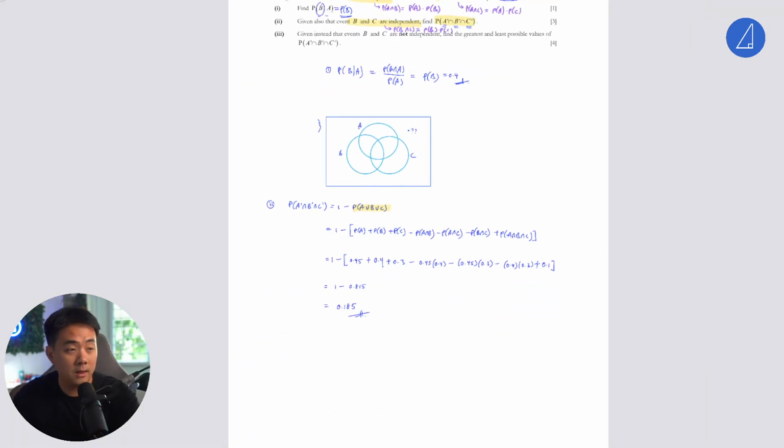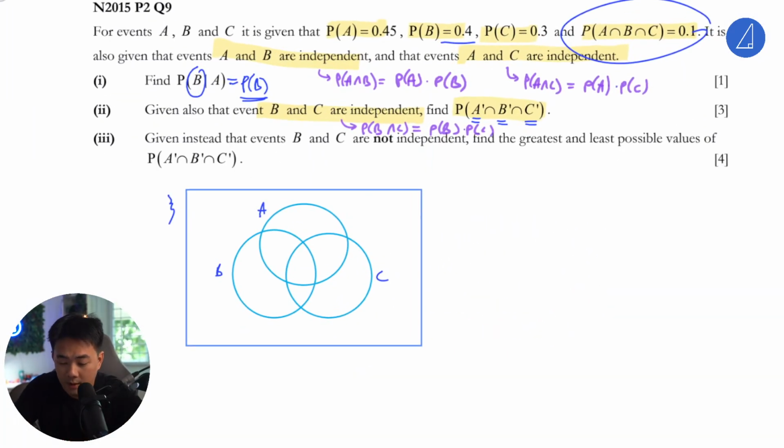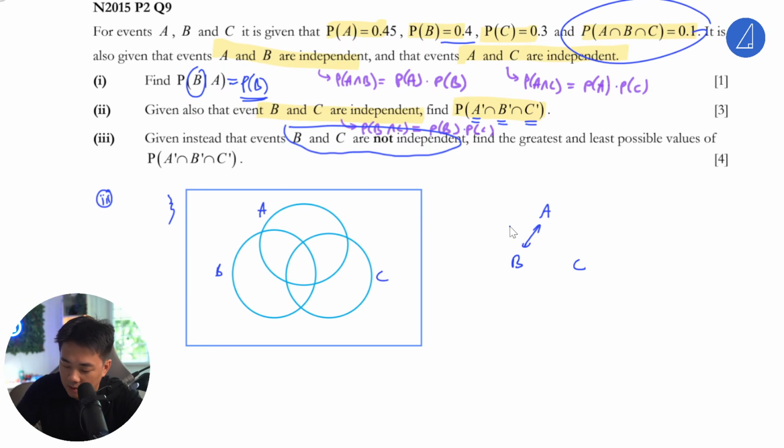Let's look at part C. So let's look at part 3. Part 3, given instead B and C are not independent, so now we know that B and C, the relationship is not fixed. Find the greatest and least possible value of P(A'∩B∩C'). Okay, so in this case here, I think a lot of times I will use the model method because it's easier. So you think about it, you have the relationship between A, B, and C. You know that A and B are independent, so this is fixed. A and C are independent as well, so the relationship is fixed. Now what is not fixed is the relationship between B and C.